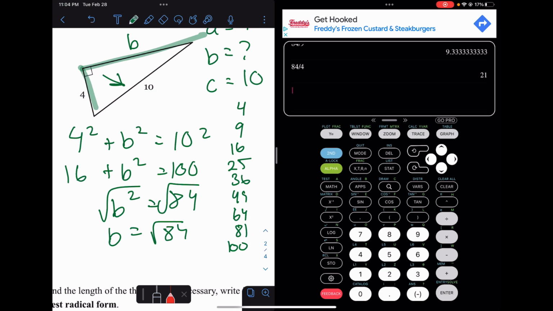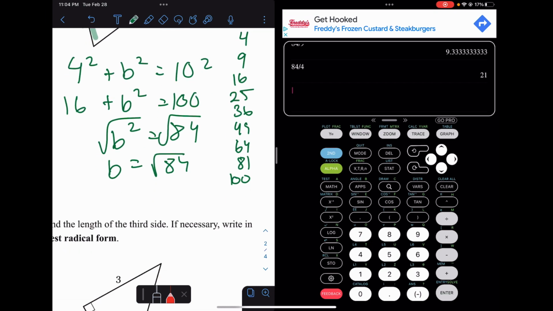Now, if we tried all of these and none of them worked, we would just leave it as the radical of 84, but we can break it down into 4 times 21. Then we take the square root of 4, which is 2, and we get 2 root 21. So that would be our answer here. All right, next one.